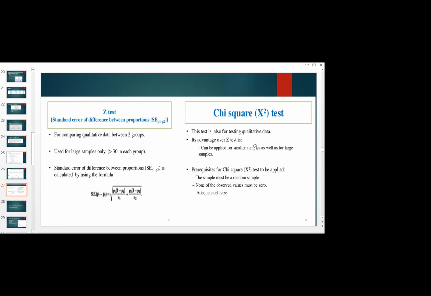In chi-square test, it is also used for the qualitative data. It has advantage over Z-test that it can be applied on smaller sample sizes and when variances are not known. The prerequisites of the chi-square test are the sample should be random and none of the observed values should be 0, and there should be adequate cell size.